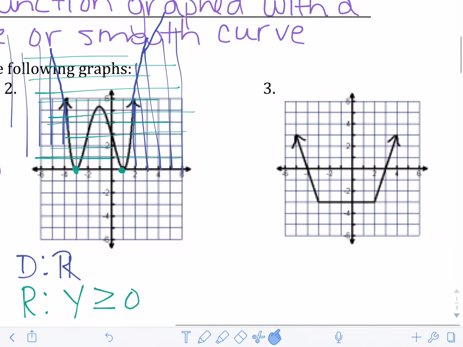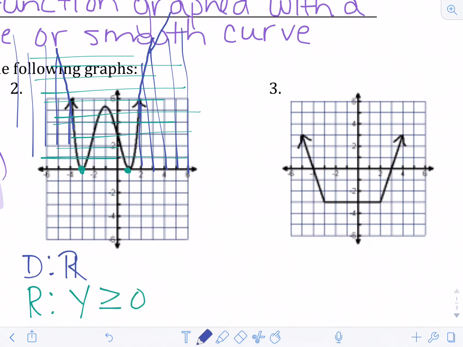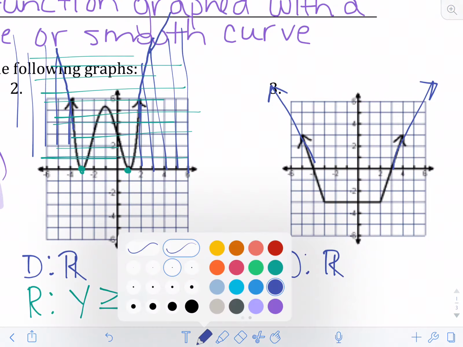Okay, number 3, domain. Those are my x values. So again, when you have an arrow pointing off this way and an arrow pointing off this way, every x value you can imagine is on this graph. So domain again will be all real numbers.